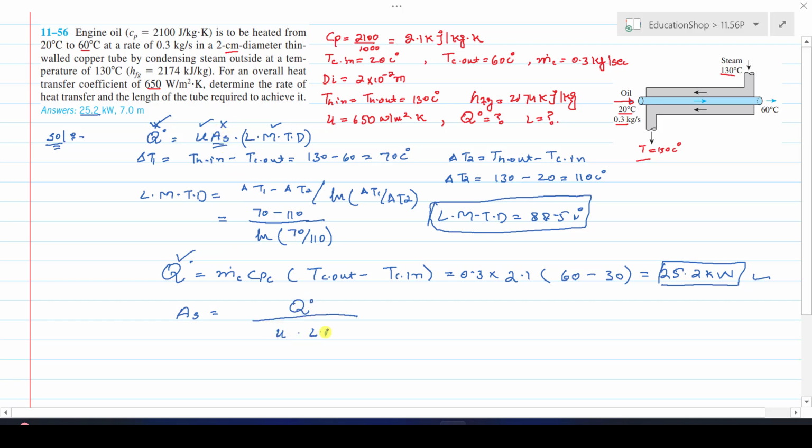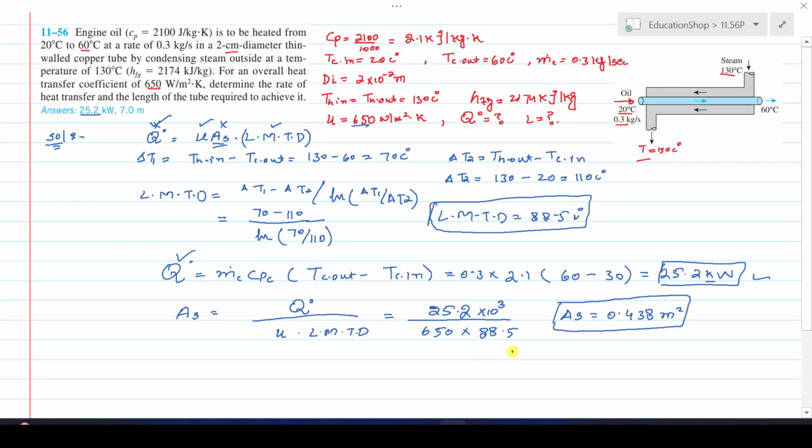divided by U times LMTD. Q dot is 25.2, but this is in kilowatt, so multiply 1000 with it to convert into watt. The U value is 650. LMTD value is 88.5. Solve this on the calculator and it will give you the surface area, that is 0.438 meter square. But we are interested to find the length of the heat exchanger.